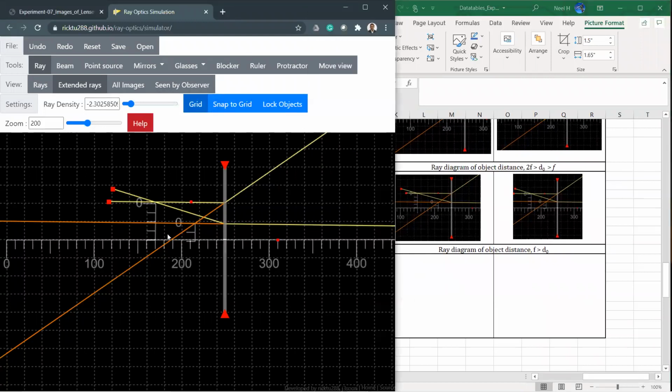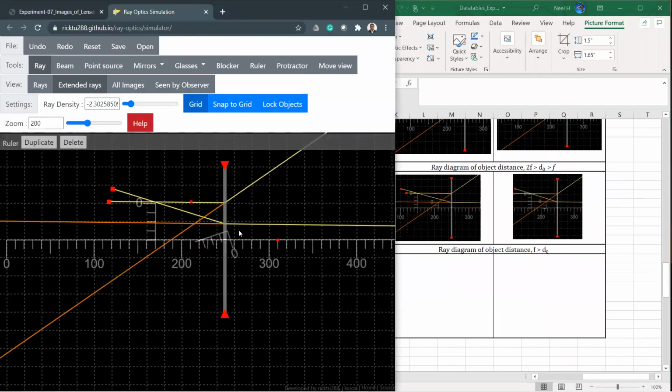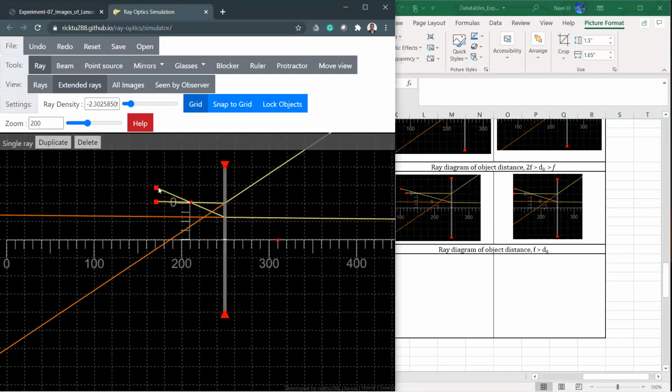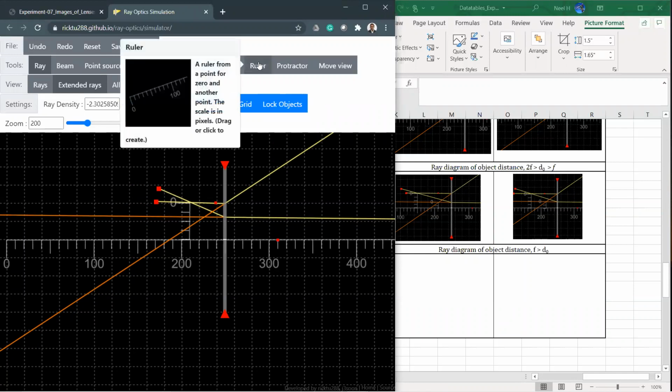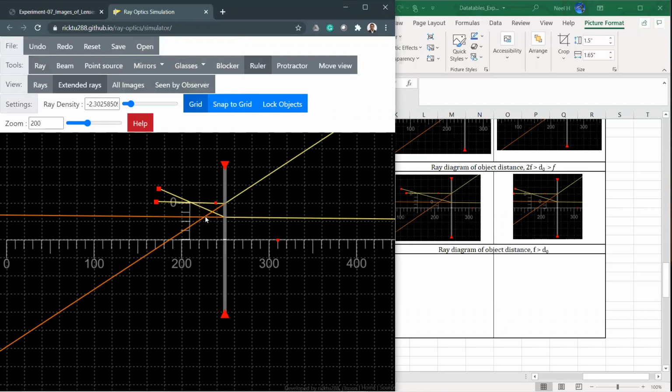Let's bring the object much closer to see what will happen. Now we are bringing the object almost beyond the focal point limit. So let's bring it to about the 4 centimeter location. Keep the parallel ray unchanged, and then let's change only the other ray. You can see now the image becomes a little bit larger. Let's draw another ruler here to identify the image.